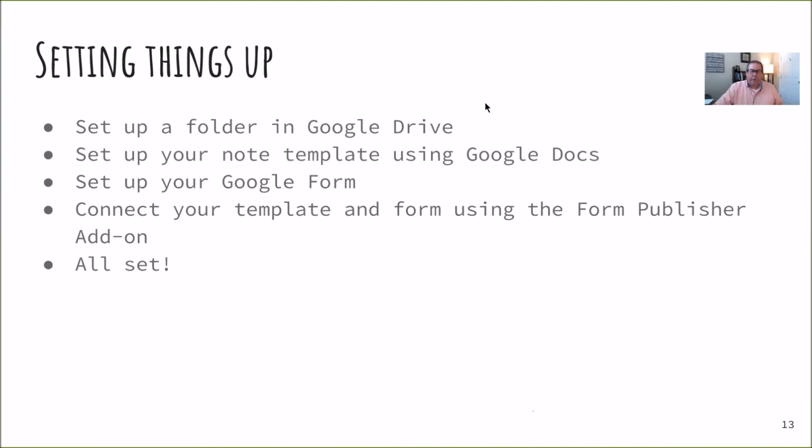This is basically how we do it, and I'm going to walk you through this in detail. First, you need to set up a folder in Google Drive, and that's where you're going to store all of your notes. The second thing is to set up a template using Google Docs, and I'll show you how to do that as well. Then we'll create the form that will link with the Google Doc, and those two things will work together using an add-on called Form Publisher. So let's go over and look at that.